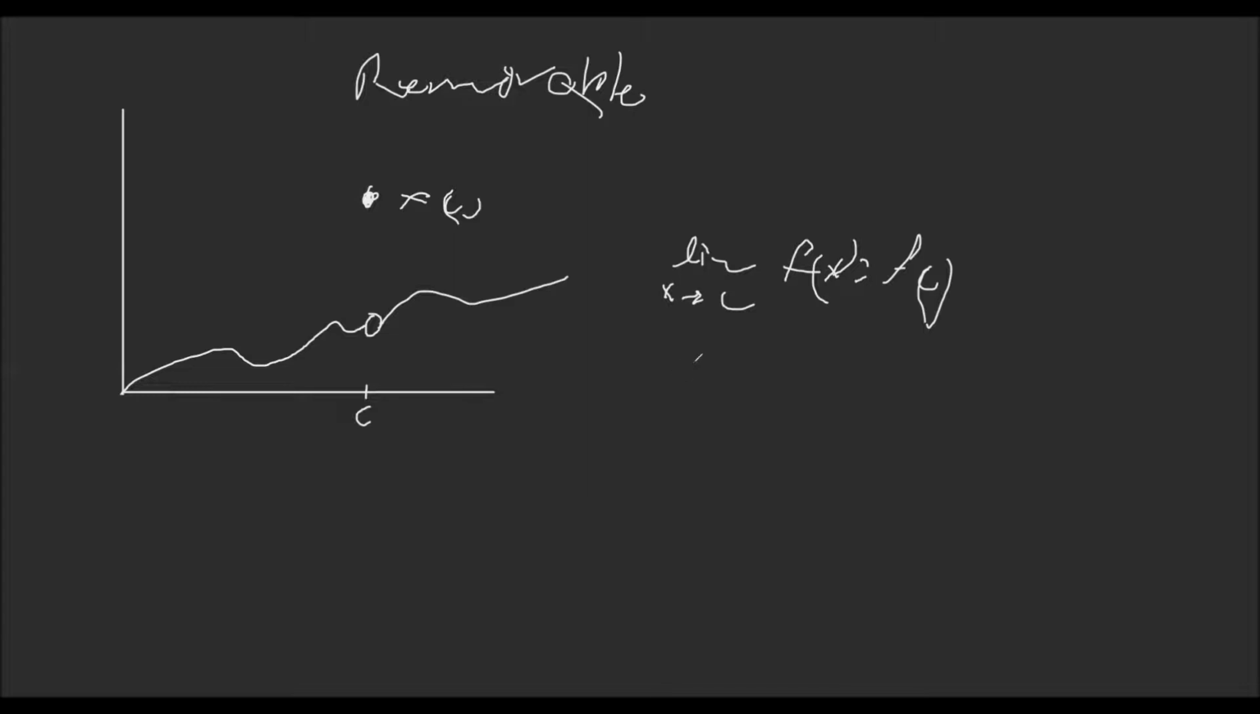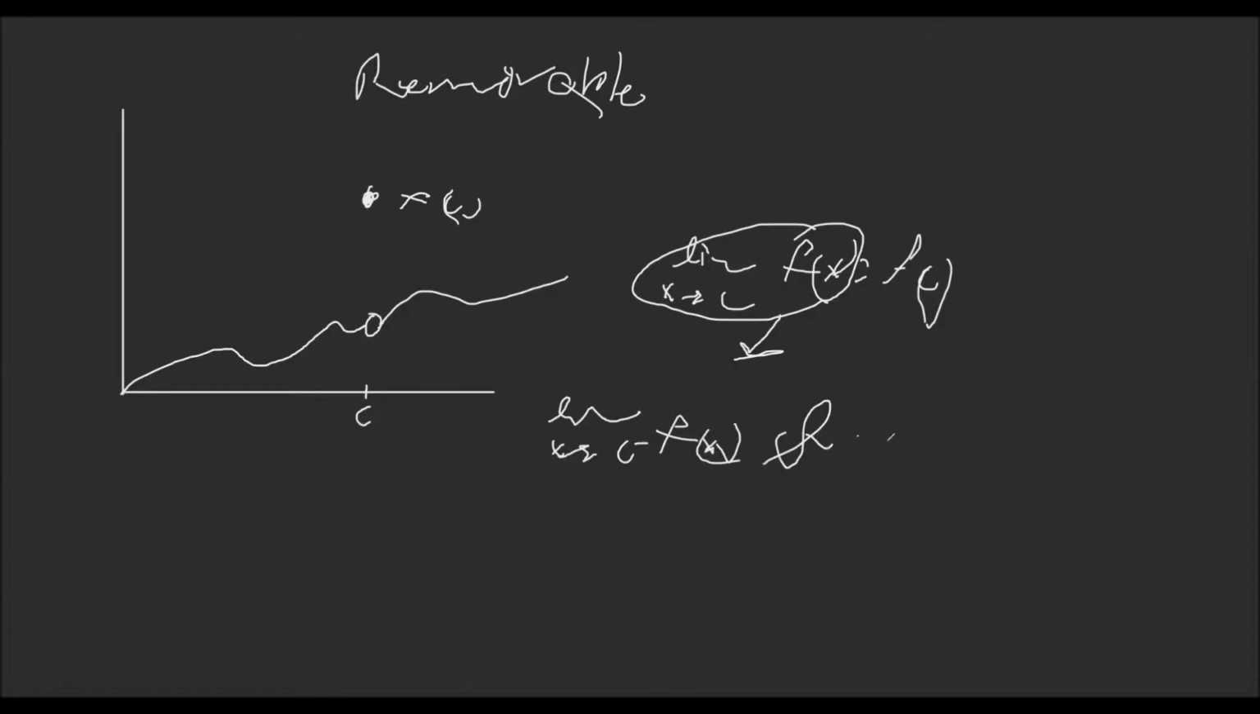And if you're having trouble interpreting or visualizing what I mean by the limit as x approaches c of f of x, I'll just give you the second definition of this. So this right here can be rewritten as the limit as x approaches c from the left and the limit as x approaches c from the right of f of x. So again, this is just a good way to interpret the meaning of the limit as x approaches c.